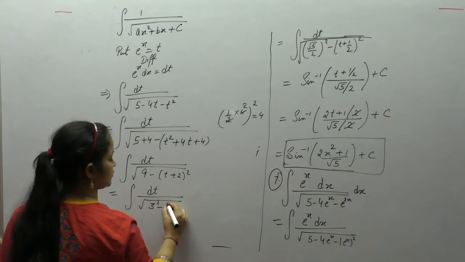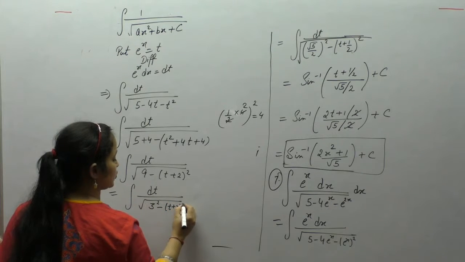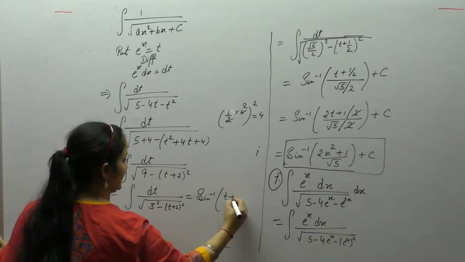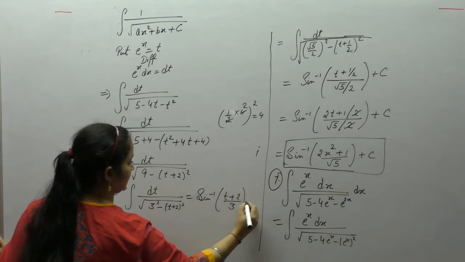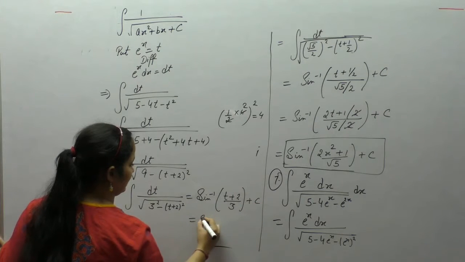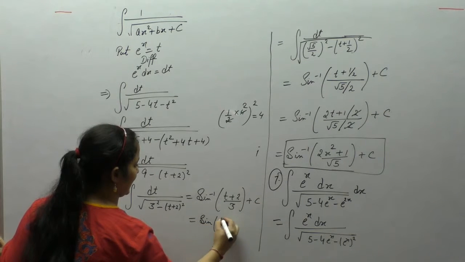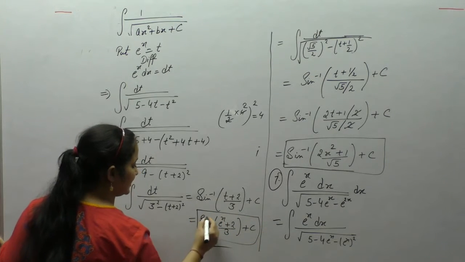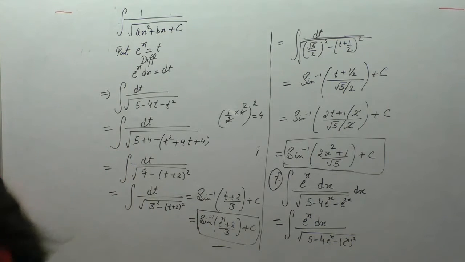Again 1 upon square root of a square minus x square is sine inverse x upon a plus c. And what is the t here? Ex. So the answer is sine inverse of ex plus 2 upon 3 plus c.